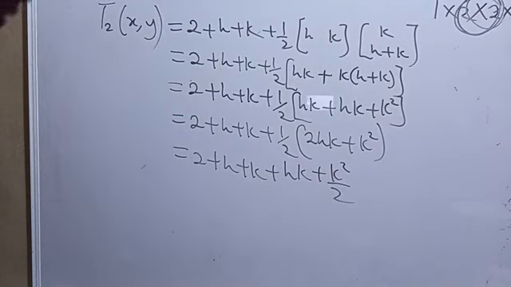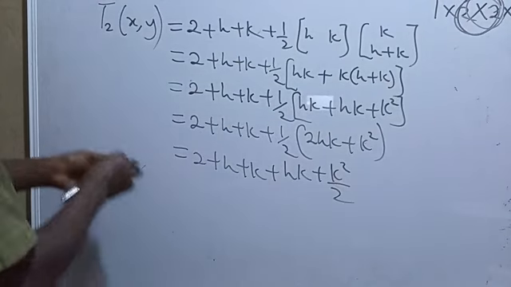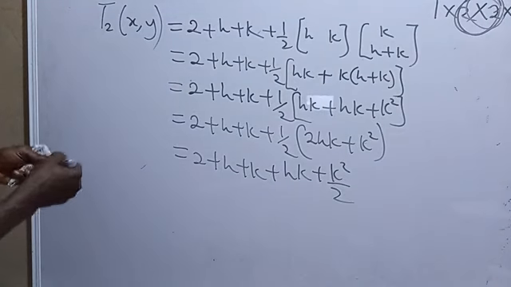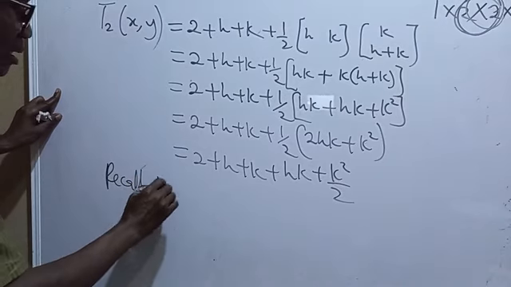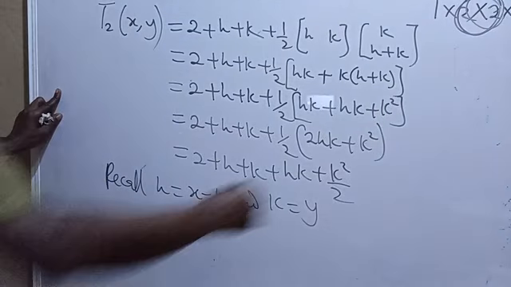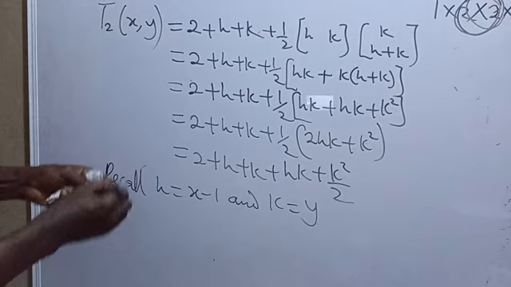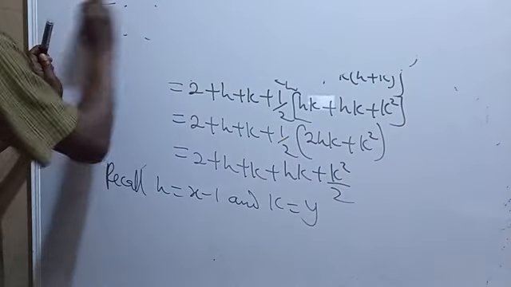Good. Now let's try to finalize the result. Don't forget, recall, h is what? x minus 1, and k is y, because y minus 0 is y. So let's fix it up. Oh yeah, let's fix it up. I want to fix this up now.